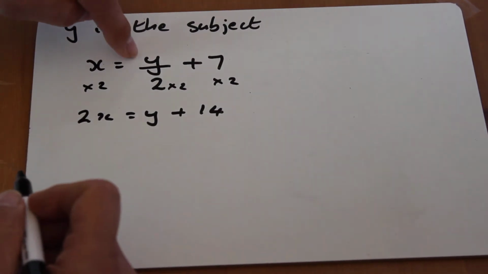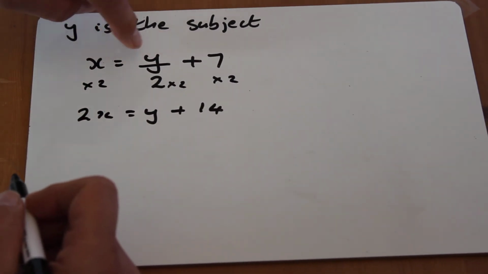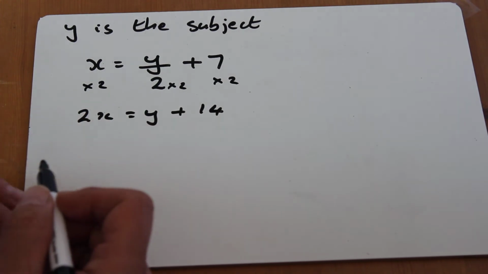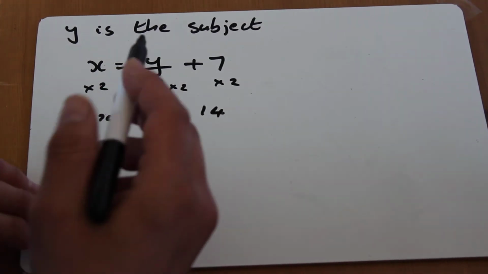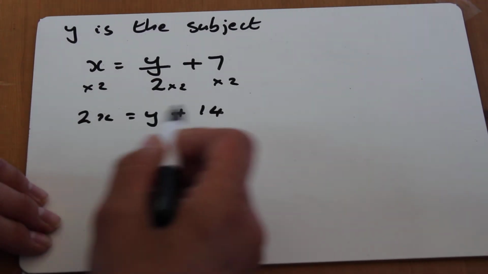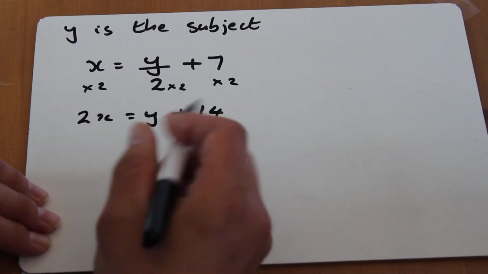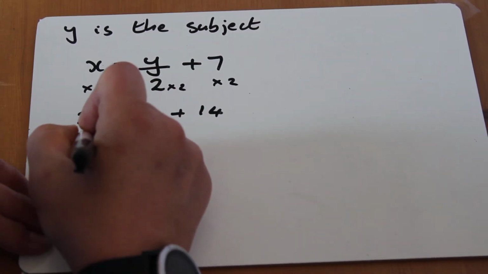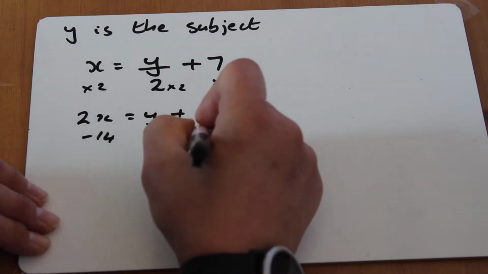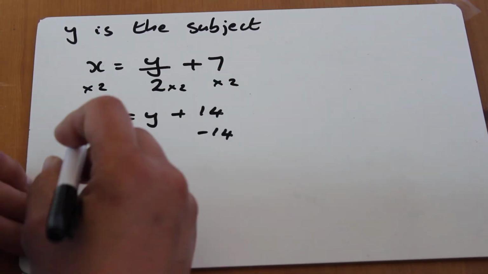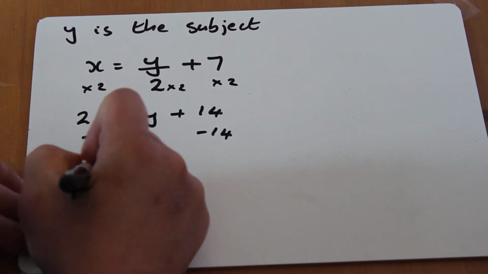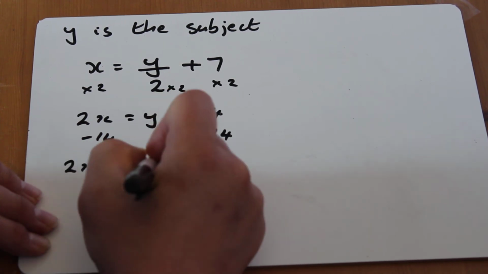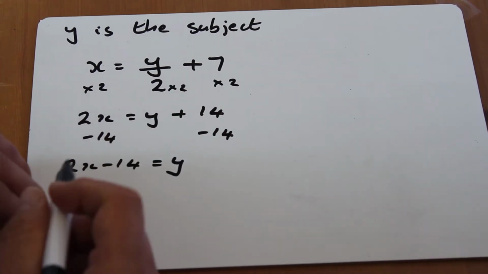Because when I multiply this by 2, it just becomes y because the 2's cancel out each other. I want to get the y on its own, which means I really want to move this 14. So what I do is I subtract 14 from both sides. Okay, so that gives me now 2x minus 14 is equal to y.